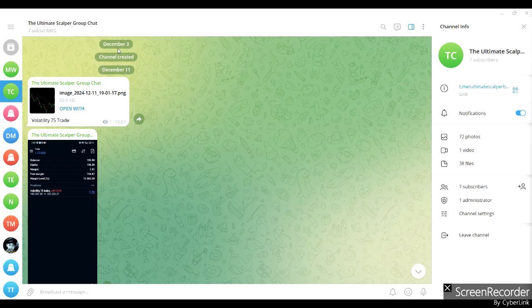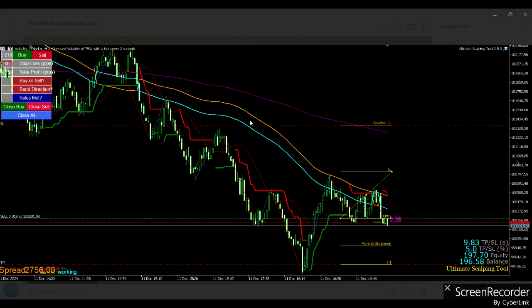So you can see I created the group on the 3rd, but I only started using it on the 11th. This is not any financial advice, it's just how I trade. This is the first trade that I took using my own developed indicator.